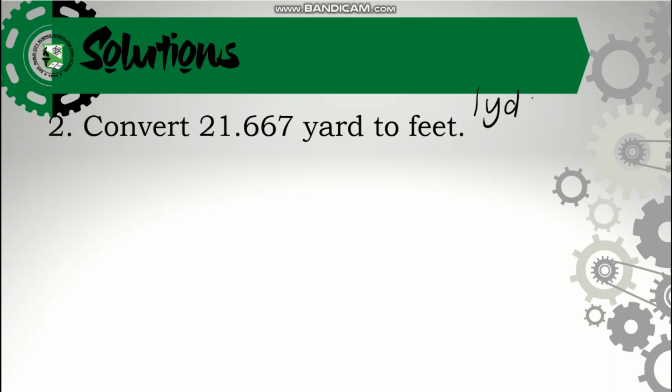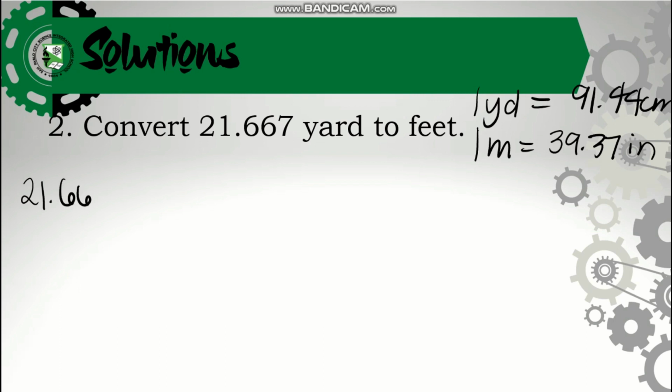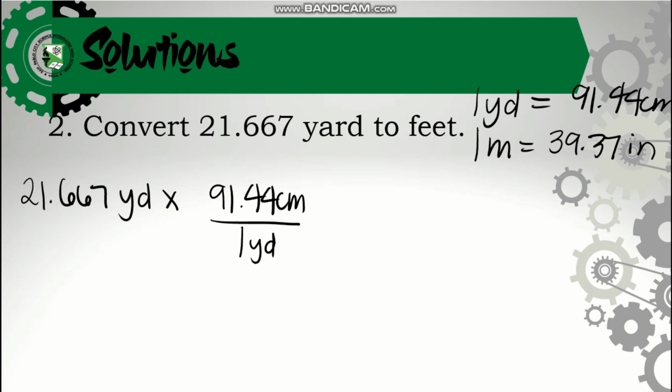Now, let's move on to number 2. We have here convert 21.667 yard to feet. So, I gave you 1 yard is equal to 91.44 centimeter, and 1 meter is equal to 39.37 inches. So, we're going to write again the given first, and then write whichever conversion factors you think we can use to cancel the unnecessary units.